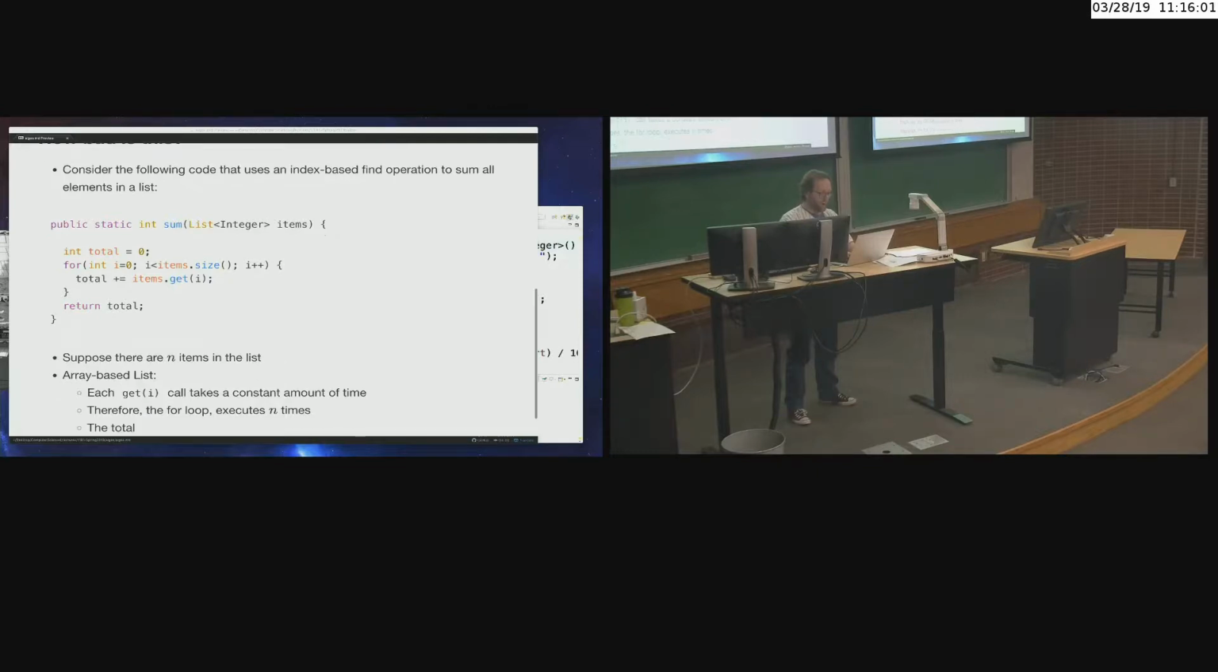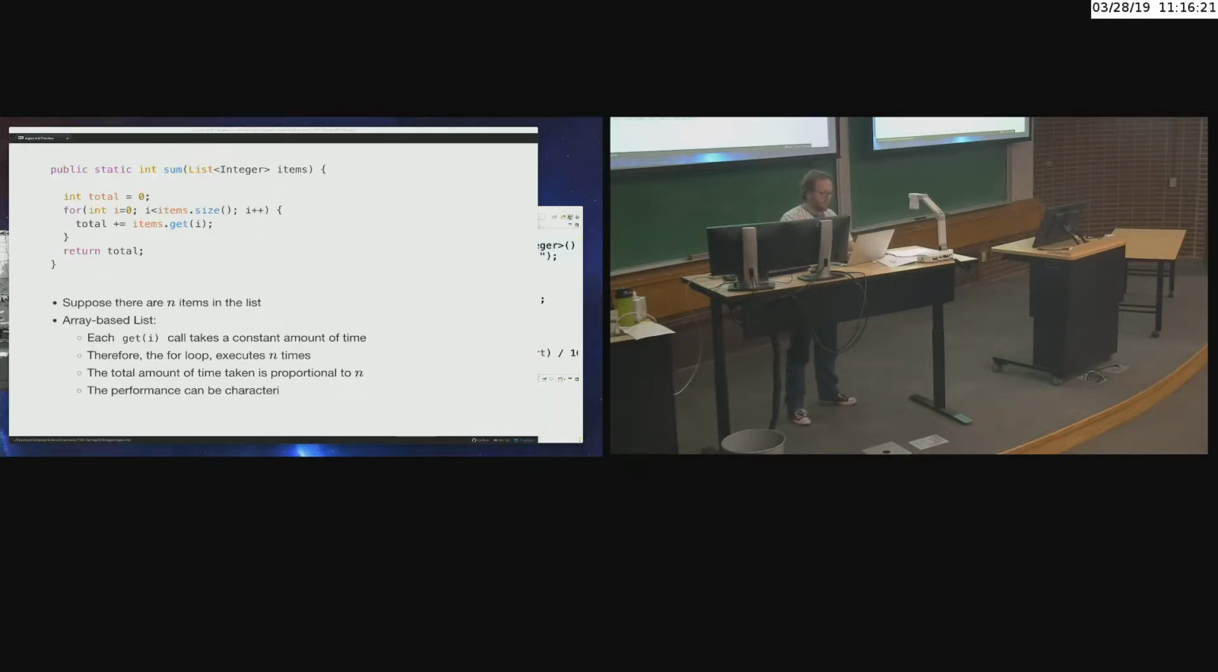The total amount of time taken is proportional to n, right? Well, n is a linear function. So if I want to look at this from a more broad, more abstract perspective, then the performance can be characterized by some linear function, right? And by some linear function, I simply mean, say, t sub n, where t sub n is representing time, is equal to a(n) plus b, right? It's some linear function.